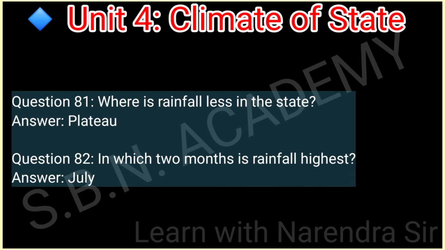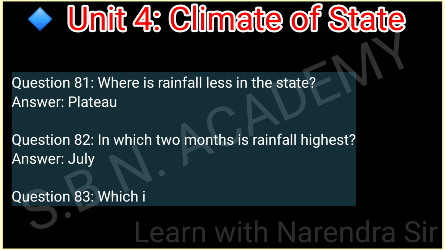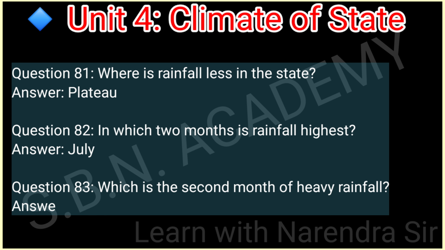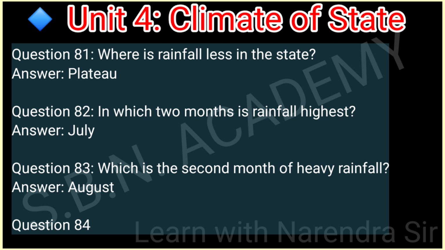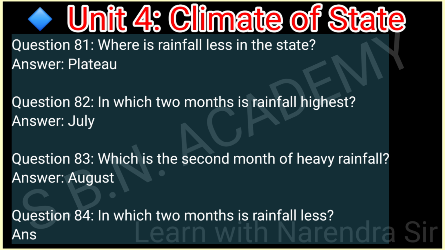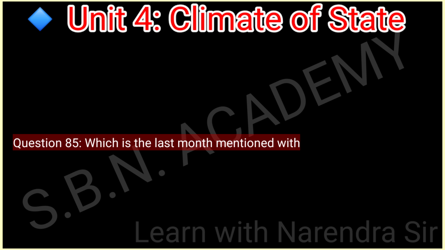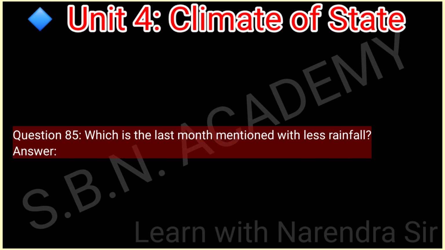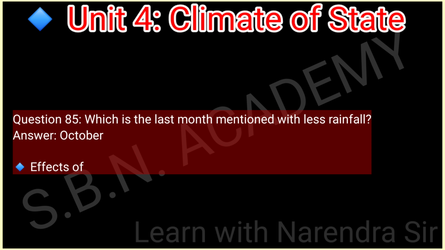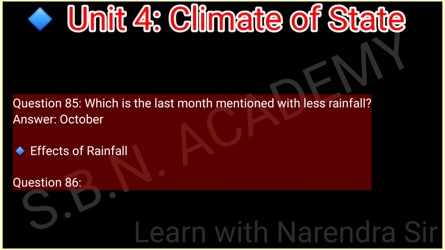Answer, July. Question 83. Which is the second month of heavy rainfall? Answer, August. Question 84. In which 2 months is rainfall less? Answer, September. Question 85. Which is the last month mentioned with less rainfall? Answer, October. Effects of rainfall.